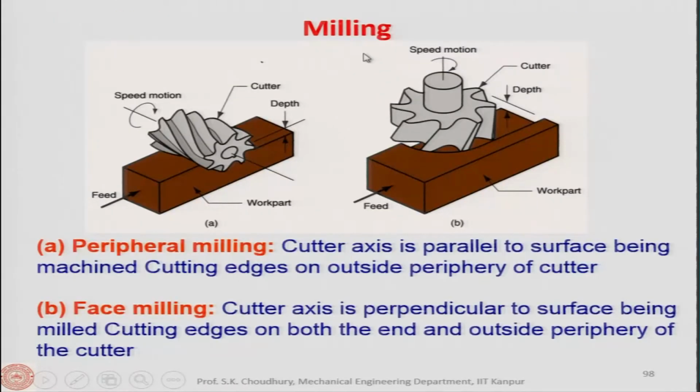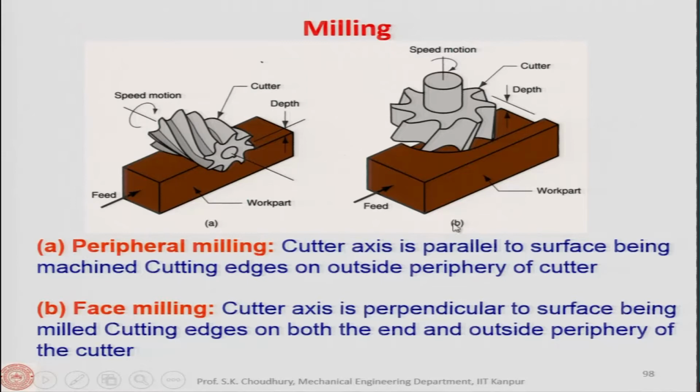Now, here schematically we have shown the milling process. This one is the peripheral milling. Peripheral milling means that the cutter axis is parallel to the surface that is being milled, and the cutting edges are on the outside periphery only. You can see that this is the milling cutter, this is how it rotates, and this is the axis of the milling cutter, and this axis is parallel to the surface. Both the surface that is being made and the cutter axis are in the horizontal plane.